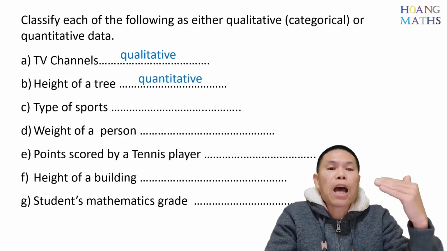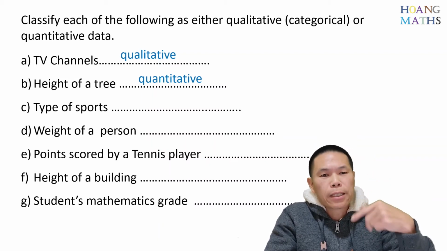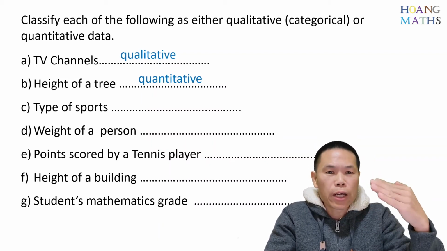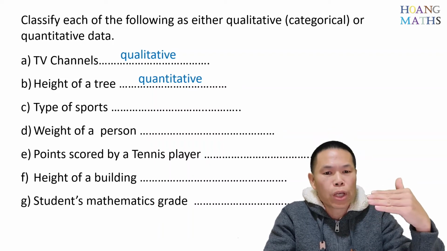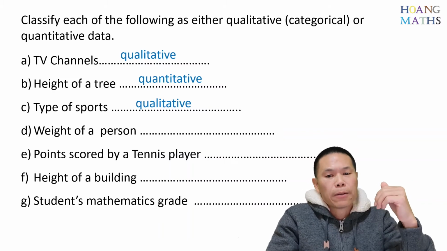Part C, type of sports. For example, soccer, football, tennis, table tennis, swimming, and so on. Okay, these are the names of the sports. So therefore, it is qualitative data.